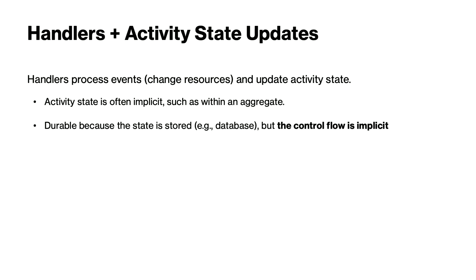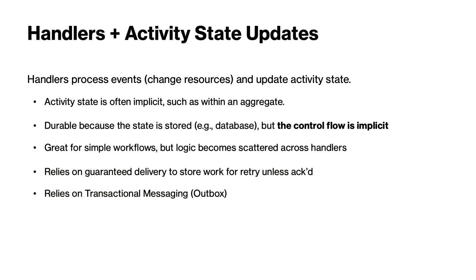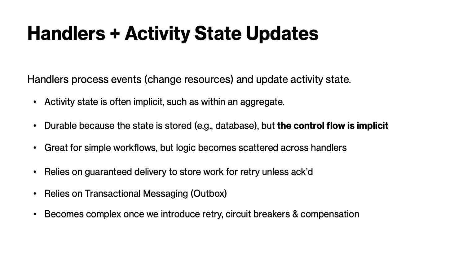Because we're storing the state, it's durable, but the control flow is implicit. Typically, you don't ack what's on the queue until you have handled the message. That means if you fail before you've saved the change to the activity state, you will just consume that message on startup. It's great for simple workflows, but logic can rapidly become complicated if you have a multi-step workflow where each handler is handling a different portion of the workflow. It relies on guaranteed delivery to store work. It relies on transactional messaging in an outbox in order to be durable. And it rapidly gets complicated.